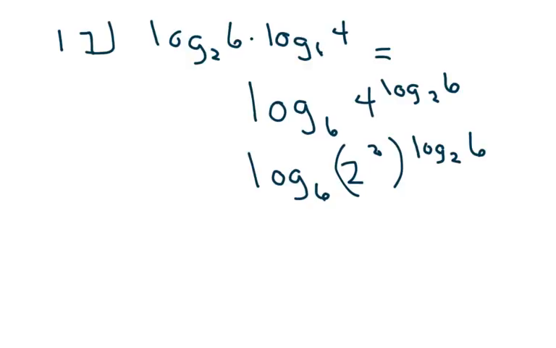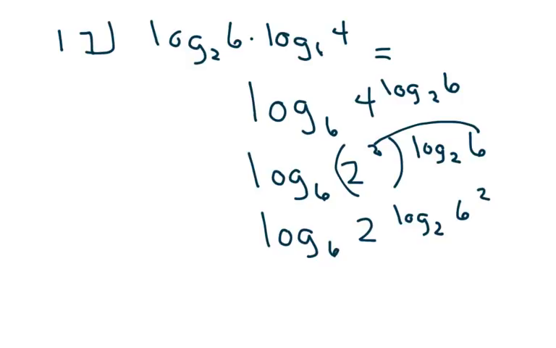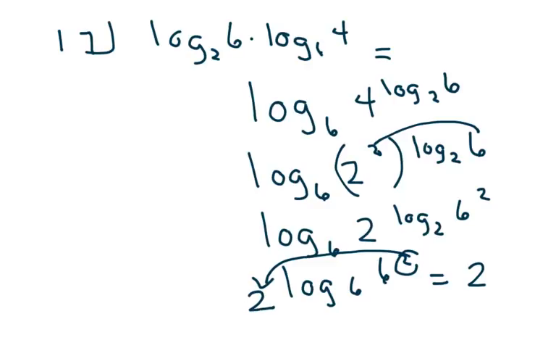So that gives me log base 6 of 2 using my power property. I can move this 2 here. So log base 2 of 6 squared. So that just gives you log base 6 of 6 squared, which equals 2. Because you just move this 2 in front here. Okay?